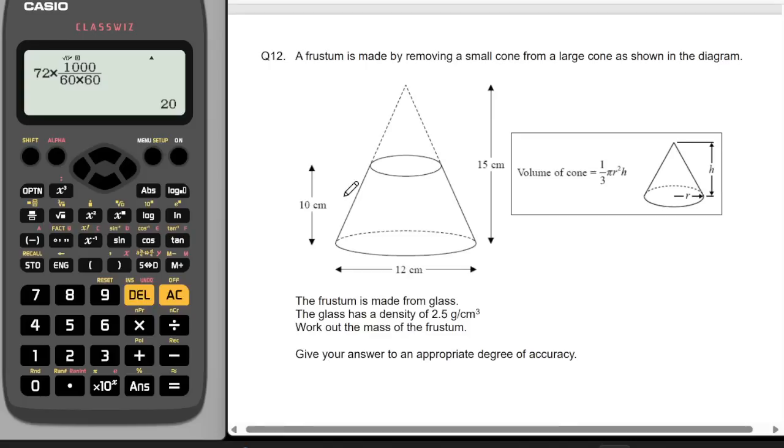Okay, question 12. Frustrum, so that's a cone with the top chopped off, is made from removing a small cone from the height from a large cone as shown in the diagram. The frustrum is made from glass. The glass has a density of 2.5 grams per centimetre cubed. Work out the mass of the frustrum. Give your answer to an appropriate degree of accuracy. So we need to work out the volume of the frustrum.